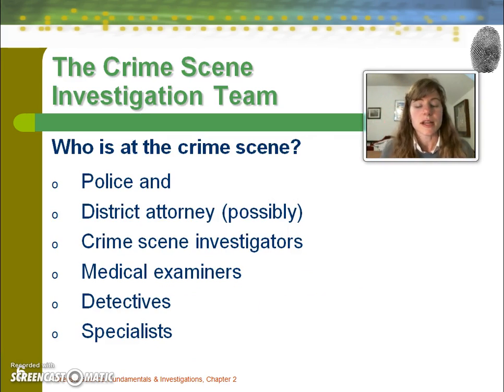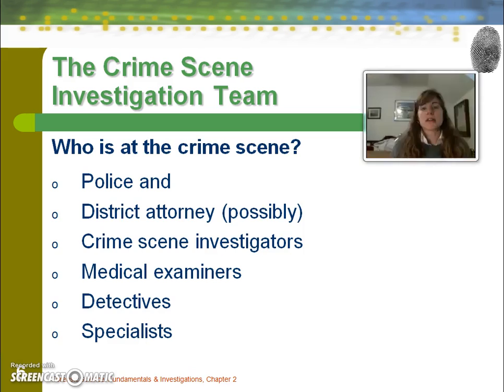So, getting a better idea of the crime scene investigation team. First of all, thinking about who is at the crime scene. Police, that would be listed first here because they would be the ones in charge of securing the scene. And it is possible that the district attorney would be there as well. Definitely crime scene investigators who would be doing photography, collecting evidence, perhaps the medical examiner and/or coroner, depending on the jurisdiction. In Forsyth County, we have a coroner-based system. Cobb County, for example, has a medical examiner. Detectives, and perhaps forensic specialists.